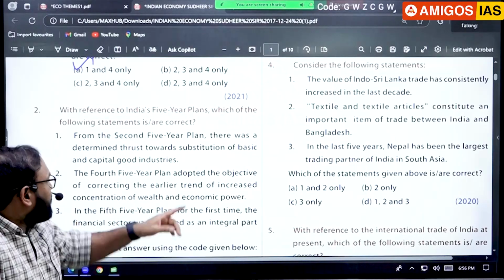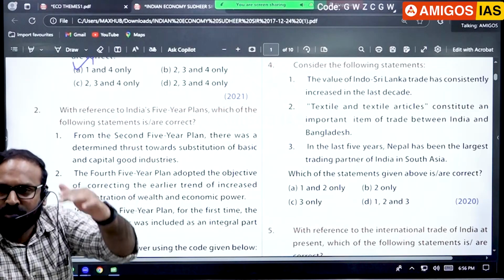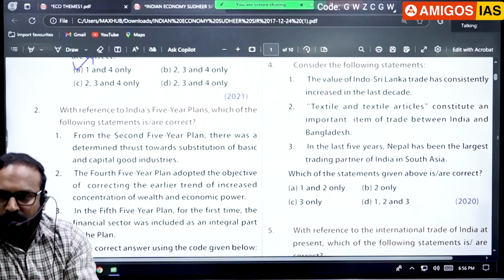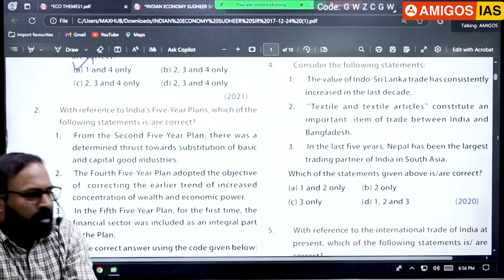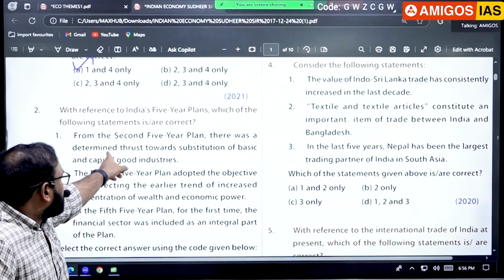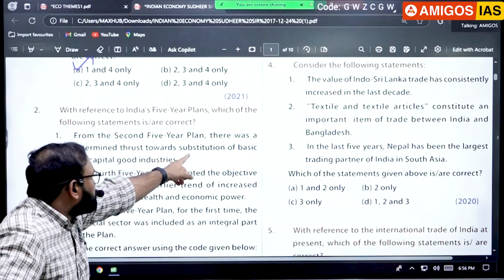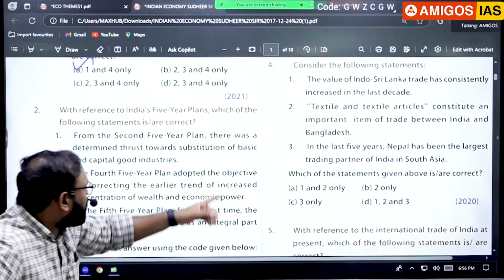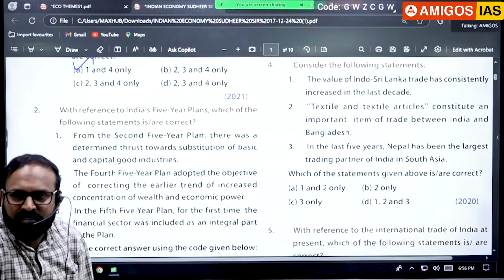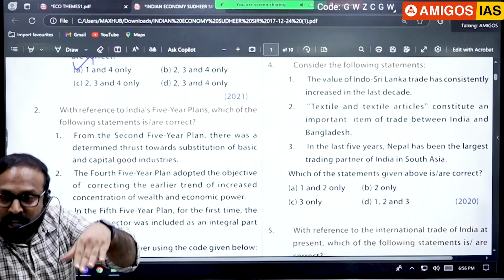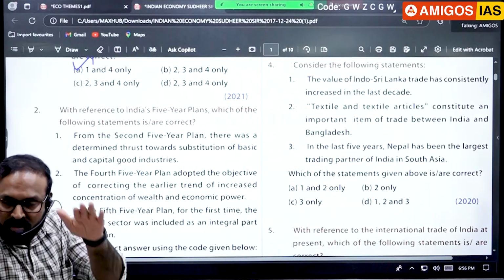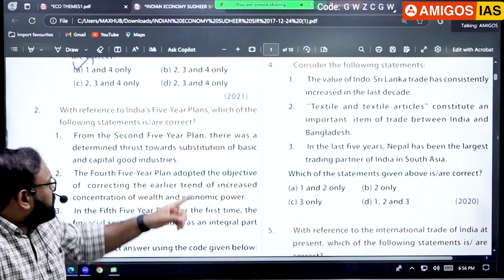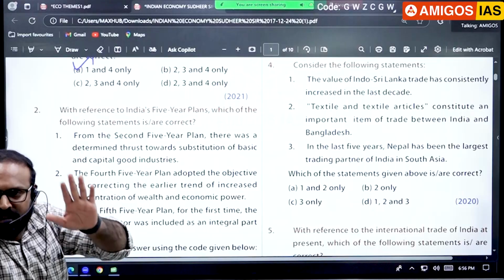Now you realize that and you started reducing import. How do you reduce import? By making it in India. What do you call this? Determined thrust towards substitution of basic and capital goods industries. Why are you focusing on basic and capital good industries? You want to reduce your import bill. You want to control your current account deficit. So naturally, the statement is commonsensically true.